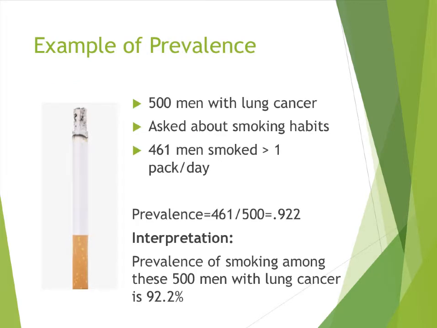Here's another example of prevalence and how we can interpret our findings. We have 500 men with lung cancer. We ask them about their smoking habits. We know that 461 men smoked more than 1 pack per day. Okay, so when you calculate the prevalence, it would be 461 men who are the smokers over 500 men with lung cancer. That gives you 0.922.